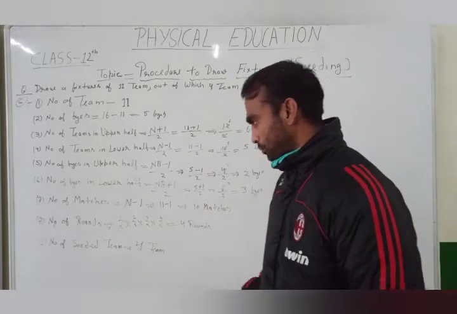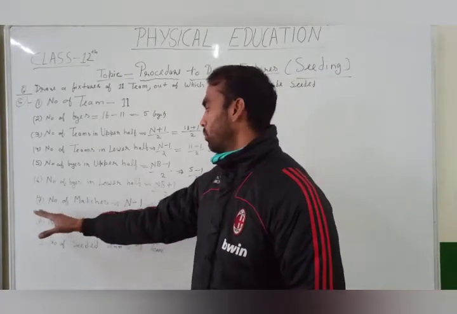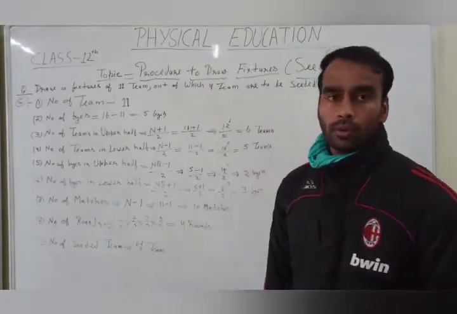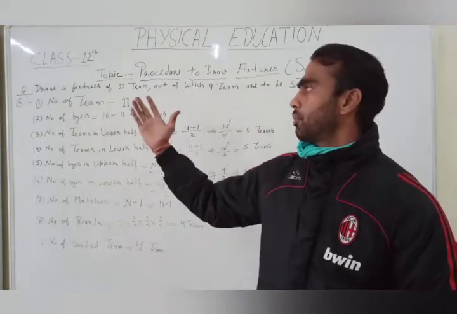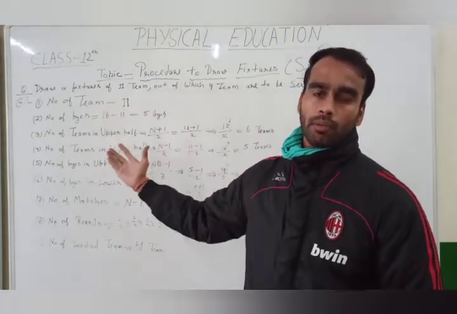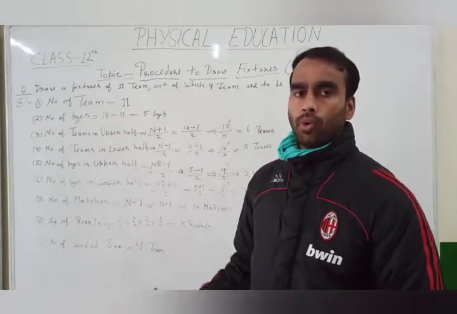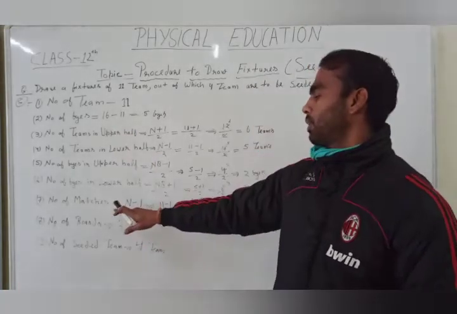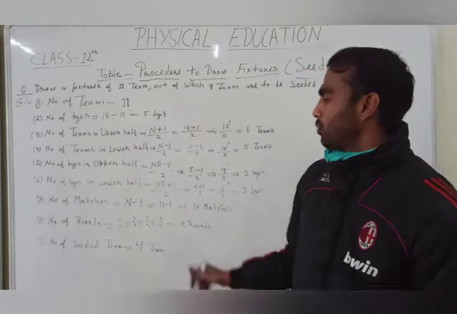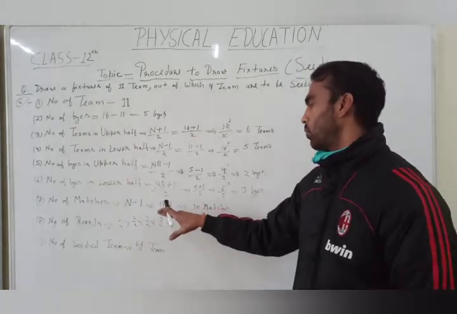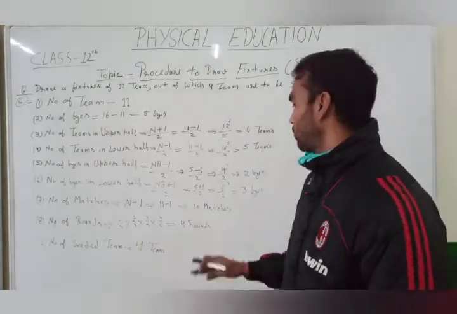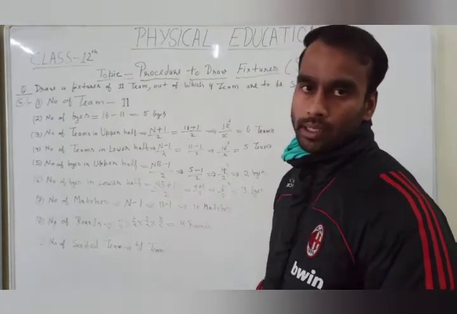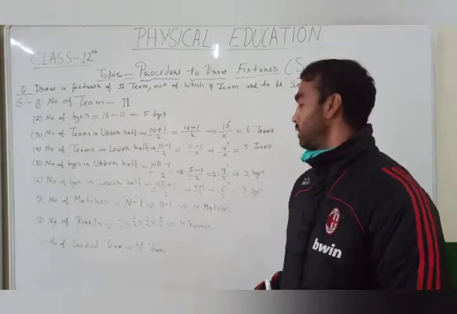Okay class, so the next point is the number of matches. Basically, you know, we take the total number of teams minus 1. There is a formula: n minus 1, where n is the number of teams. So the total number of teams is 11, minus 1 is equal to 10 matches. Okay, so the total number of matches is 10.